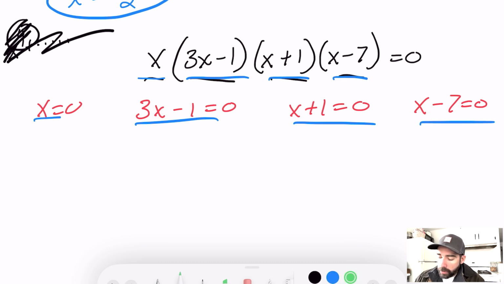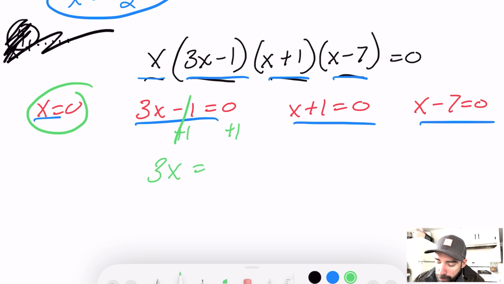Now, let's go green. This one's already solved. x equals 0. This one, we're going to add 1, so that cancels. We get 3x equals 1. And then let's go yellow, sure, why not? Divide by 3.